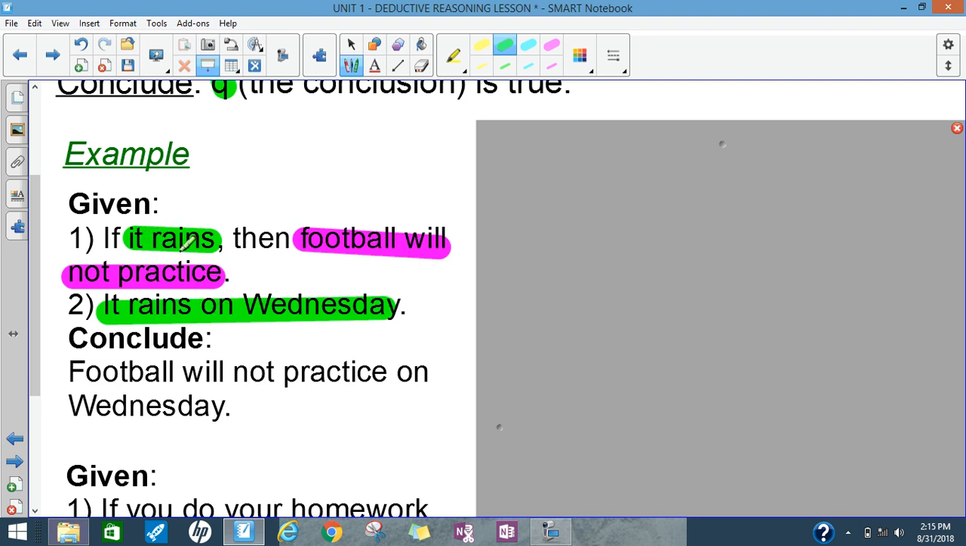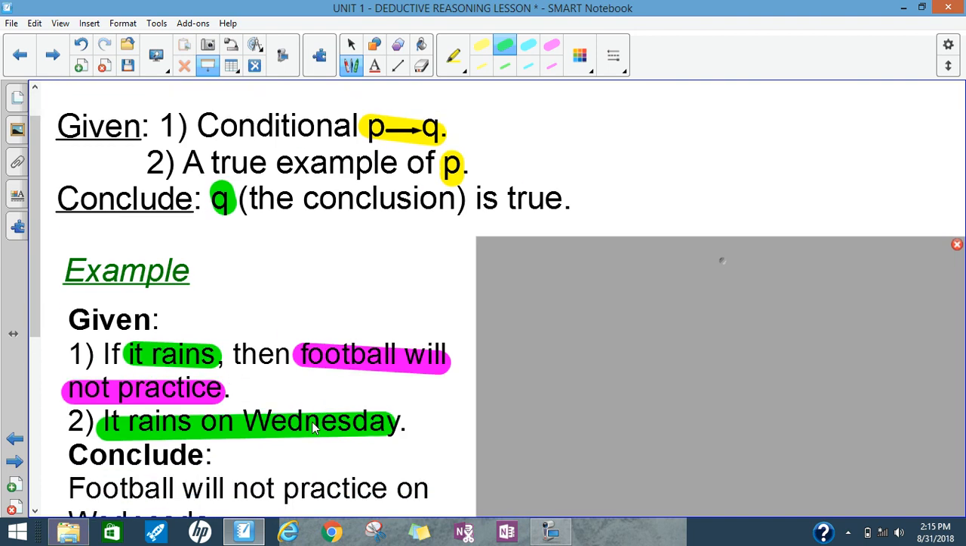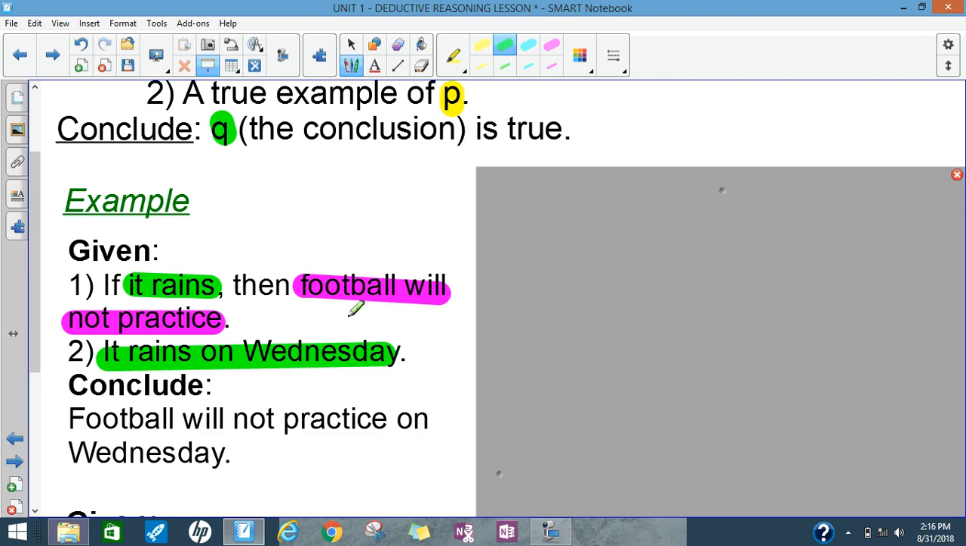So we have the conditional statement, if P then Q, and we have an example of P. The conclusion we can draw is about the pink part, that football will not practice, and we add Wednesday, since that's what this statement was talking about.